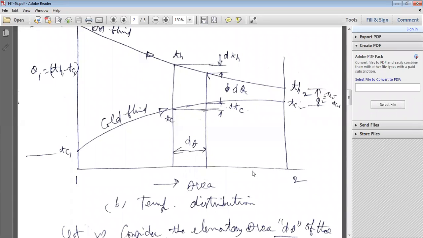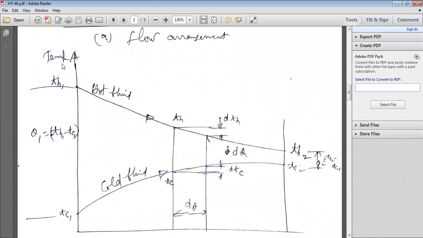Considering the temperature distribution, for the hot fluid the temperature decreases from TH1 to TH2. What is TH1? The temperature of the hot fluid at the inlet. What is TH2? The temperature of the hot fluid at the outlet.